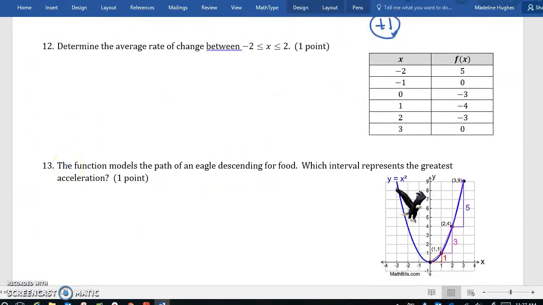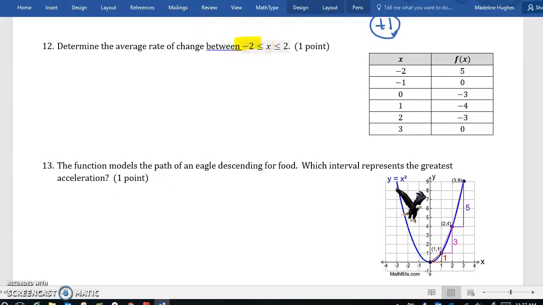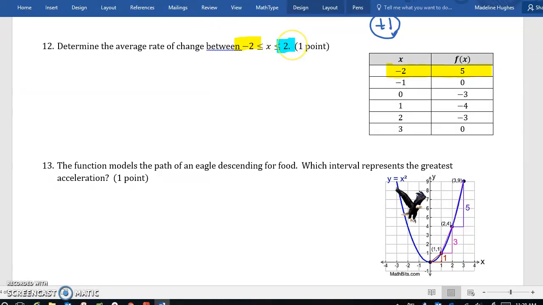Okay, number 12. Determine the average rate of change between -2 is less than or equal to x is less than or equal to 2. What this is really saying is we want the x values between -2 and 2. So for -2, I look over here and see -2 for x, which is associated with the f of x, or the y value, 5. And then for 2, I come over to my table and I see 2 for x, which is associated with the f of x of -3.